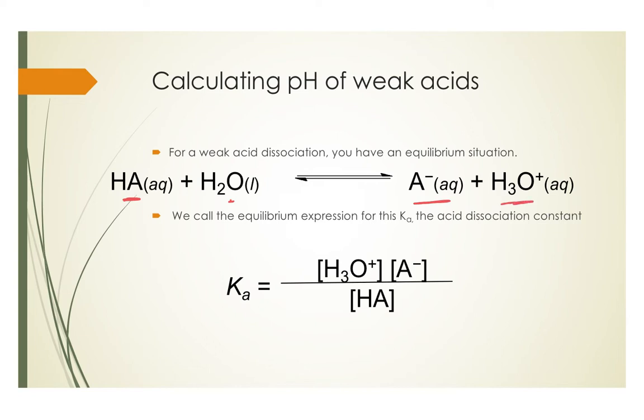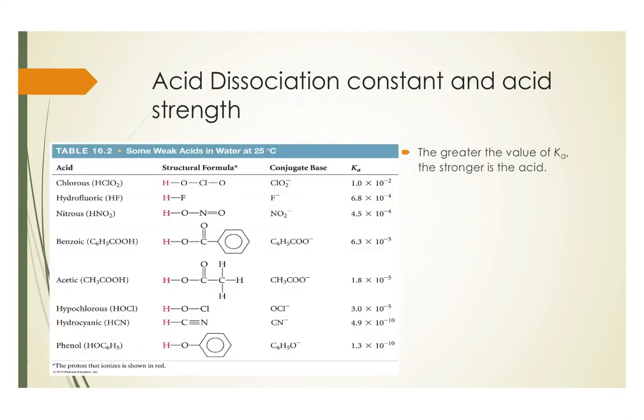If we write the equilibrium expression for this, of course, liquids don't go into it, so the water won't. We get products over reactants: H3O plus times the anion, all over the weak acid. And that's our equilibrium expression for this. That equilibrium expression, Ka, is essentially telling us how much of the weak acid dissociates. So the bigger the value of Ka, the stronger the acid, because more of it is dissociating.